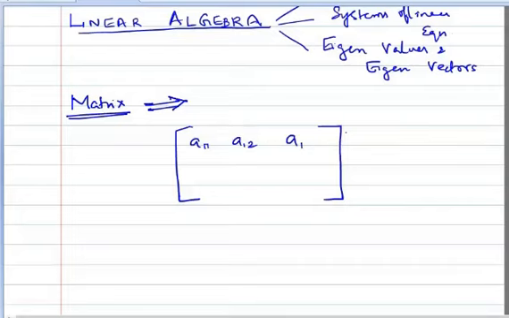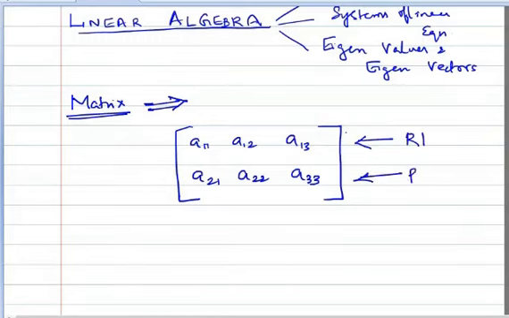A12, A13, next A21, A22, A33. So here I am having two rows. This is row 1 and this is row 2. And this is column 1, column 2 and column 3.